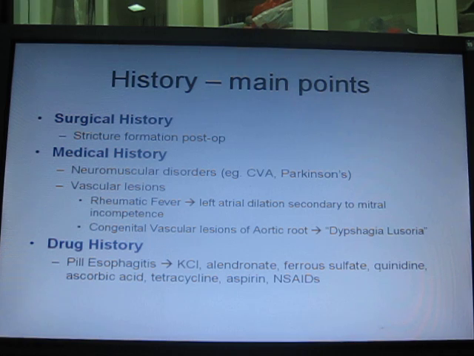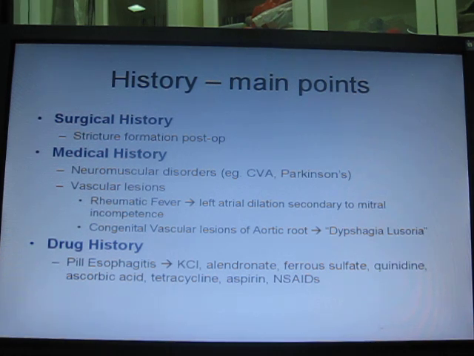So a vascular lesion that could press on the esophagus would be either the aorta or the atrium, as I mentioned. If it's the aorta, you can divide into whether it's congenital or acquired. I didn't write the acquired here as well. Lousy presentation, I think. The acquired will be a thoracic aortic aneurysm like in syphilis or Marfan's. Congenital will be any congenital vascular lesion of the aortic root, which produces this condition called dysphagia lusoria, which is basically when you have any congenital anomaly of your aortic root causing a dysphagia. Just a nice name. Rheumatic fever produces a left atrial dilatation secondary to your mitral regurgitation, and then that presses on the esophagus and then they get dysphagia.